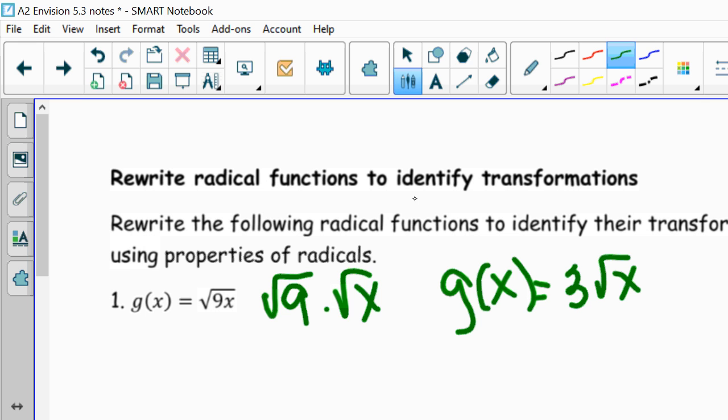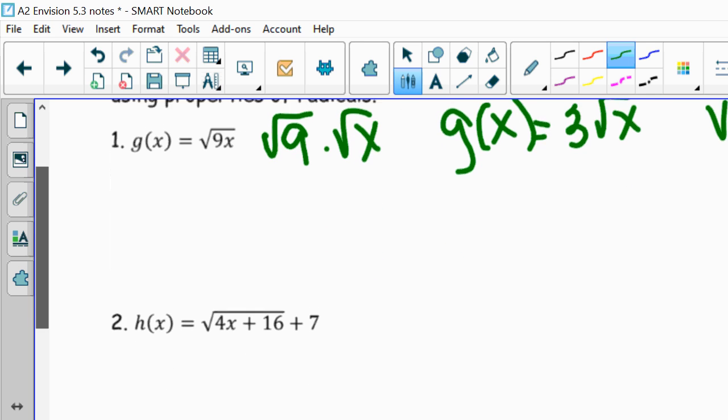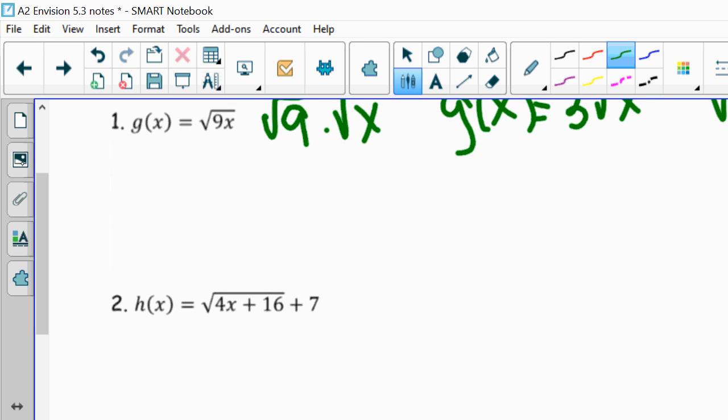That 3 out in front, that's like my a. So this tells me that I had a vertical stretch by a factor of 3. So that one was kind of nice and easy. So let's look at another one. Number 2, the square root of 4x plus 16, all of that plus 7.